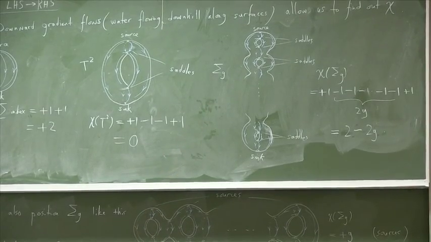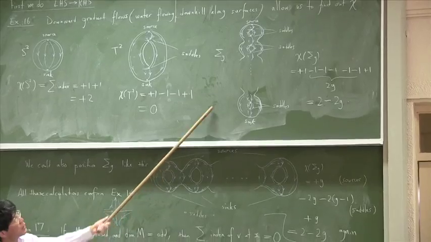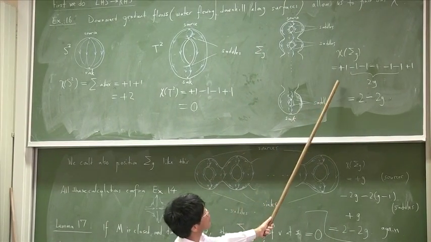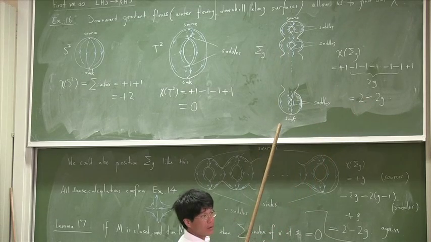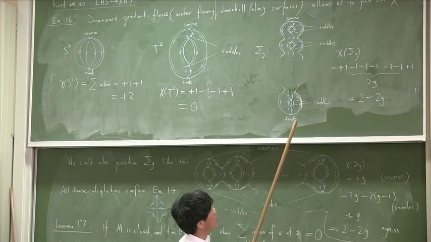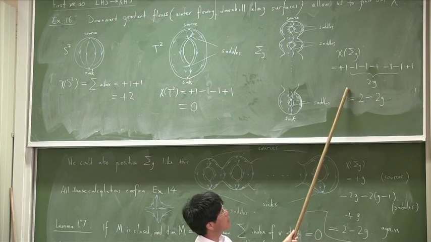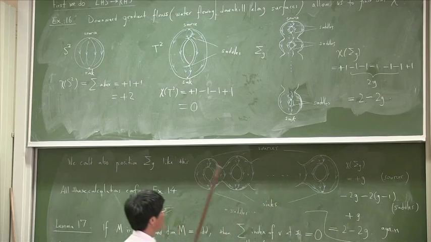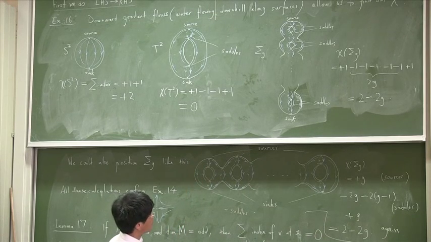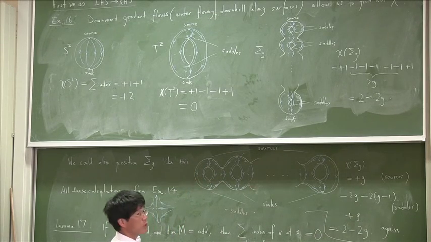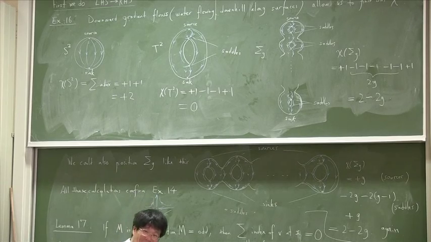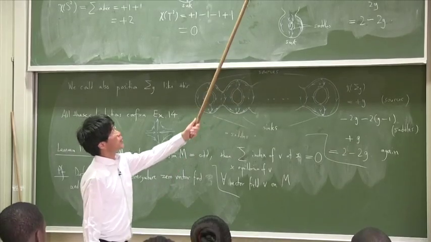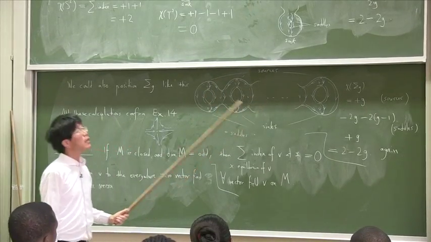And here, the number of equilibria was different. Here, I forget how many equilibria there were. Maybe there were 2 plus 2g equilibria. Right? Total. Well, two of them had positive sign, 2g of them had negative sign, so the Euler characteristic came out to be this way. Here, you had whatever it is, a lot of equilibria, more than 2 plus 2g. Okay. So we see that in this case, there are fewer equilibria than in this case.